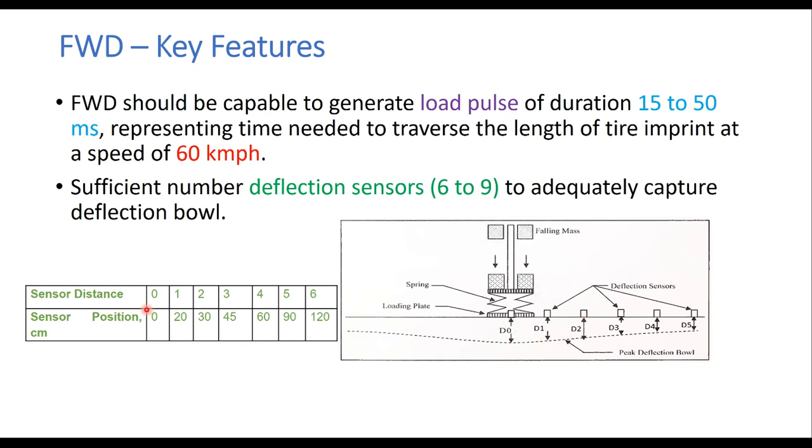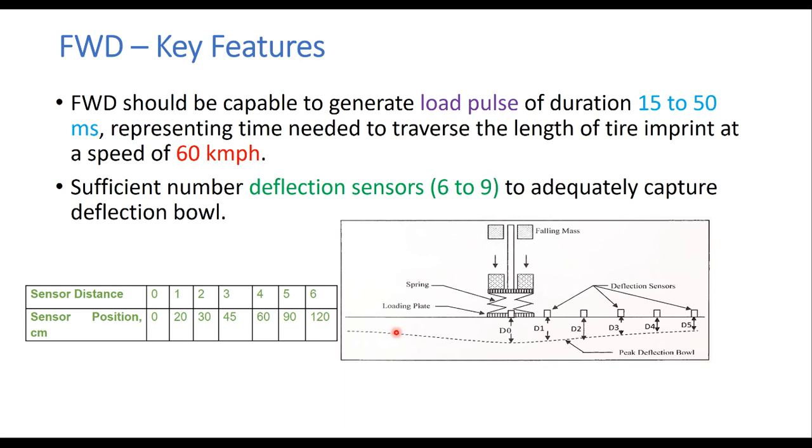And the sensor distance is kept like this. The first sensor is just below the load, so we call it 0, and then 1, 2, 3, 4, 5, 6 are placed at a spacing of 20, 30, 45, 60, 90, 120, and then, if there are more, at 150 and 180 centimeter distance from the load.